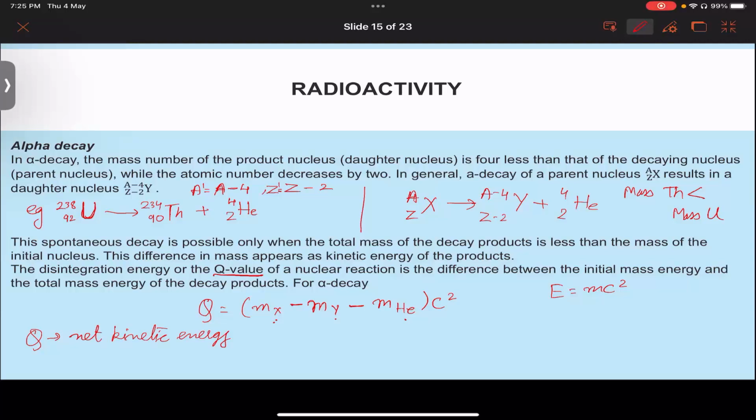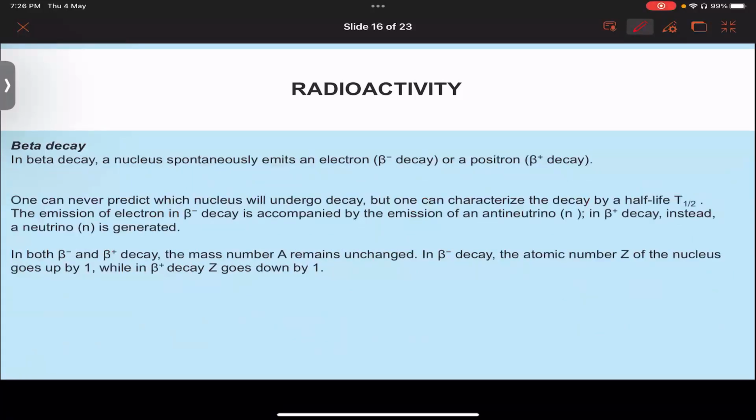If the initial nucleus X was at rest, Q is the kinetic energy of the products. And if Q is more than 0, the alpha decay is causing an exothermic reaction, or the process is exothermic in nature, so heat is given out when Q is more than 0. Then we go to beta decay.